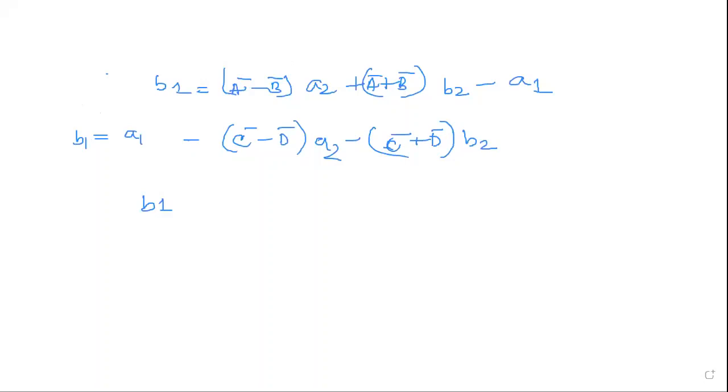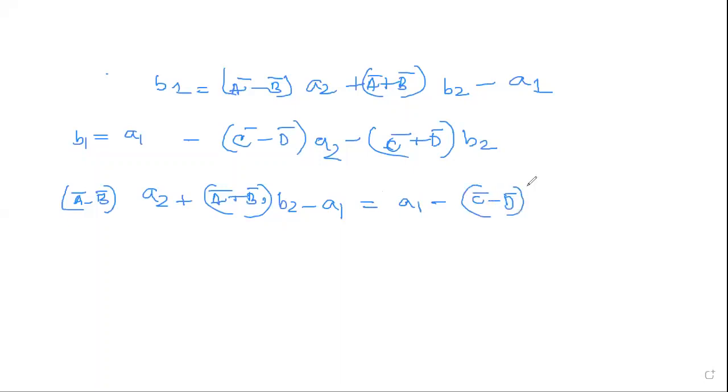Compare these two. This is the homework for you. You have to do it and get it tomorrow. Follow the same procedure. There you had eliminated your B2; here you are eliminating your B1. If you compare these two equations, you will have A bar minus B bar into A2 plus A bar plus B bar into B2 minus A1, which is also equal to A1 minus C bar minus D bar into A2 minus C bar plus D bar into B2.